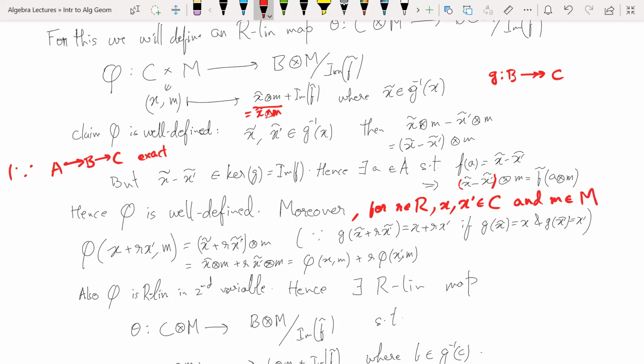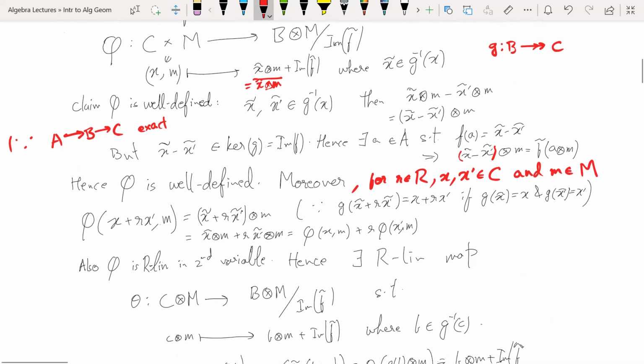So this proves it's linear in the first variable, and hence it's bilinear. So now by our definition of tensor product, there exists an R-bilinear map theta from C tensor M to this, which sends little c tensor little m to b tensor m plus image F tilde, where b is some element of g inverse c. So I've switched from x to c somehow, I suppose, and x tilde to b.